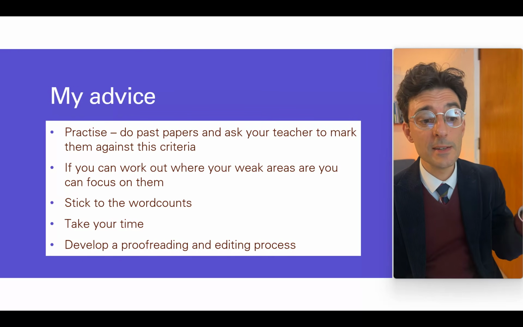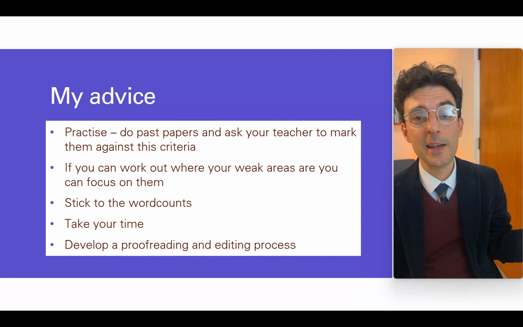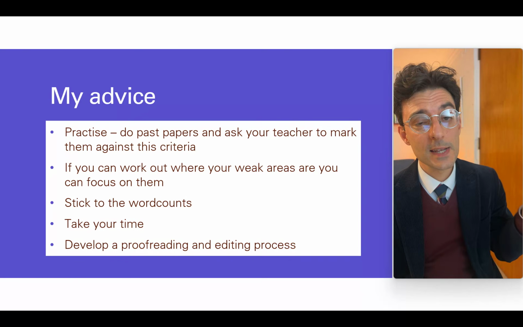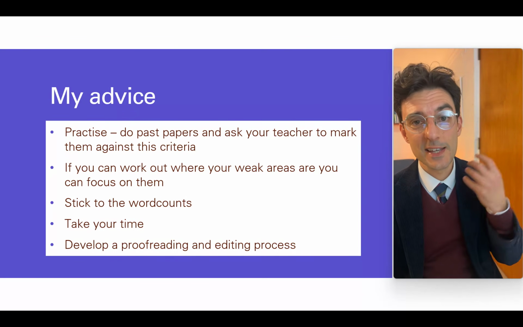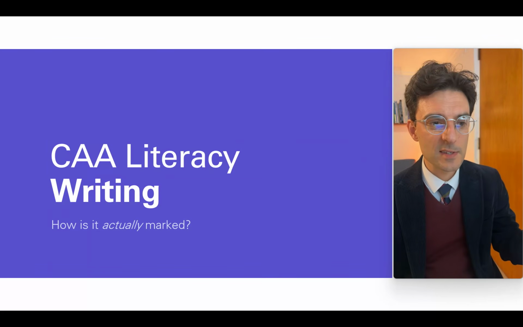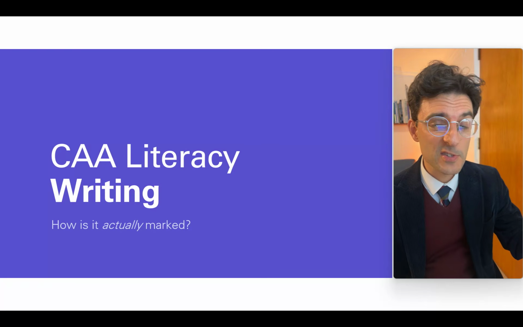Last but not least, develop some proofreading and editing processes. As I say in building, measure twice, cut once, proofread a couple of times, fix those mistakes. You won't have to do it again. You'll pass. Boom. That is the CAA Literacy Writing Co-requisite. That's how it is marked. That is the mark scheme.